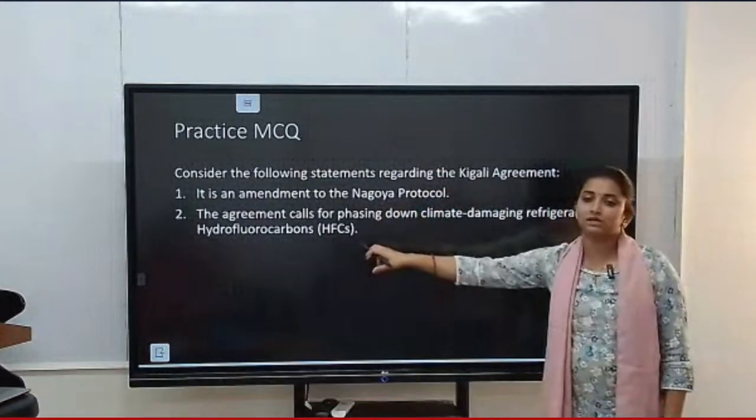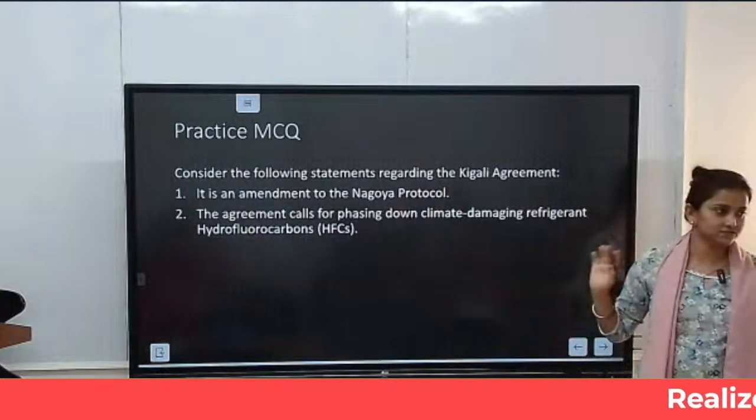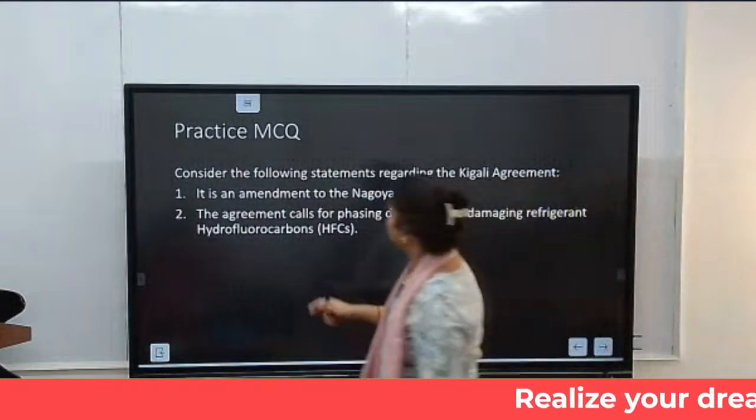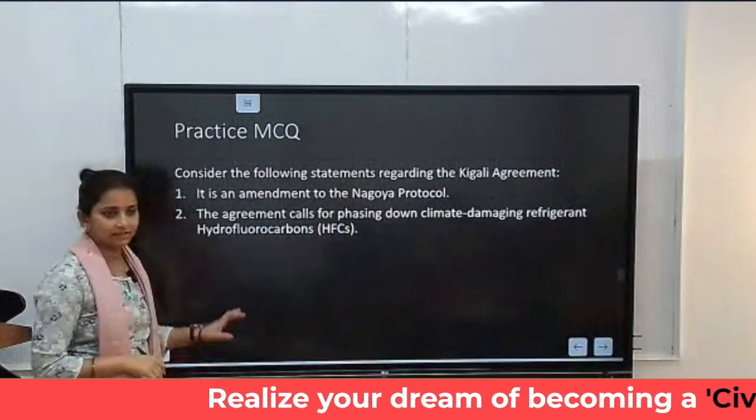This is not an ODS, but a very high global warming potential gas. Okay, HFC. So this is not an amendment to the Nagoya Protocol. First statement is incorrect. Second statement is correct. Okay.